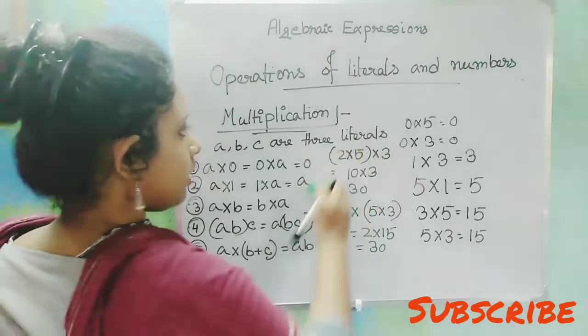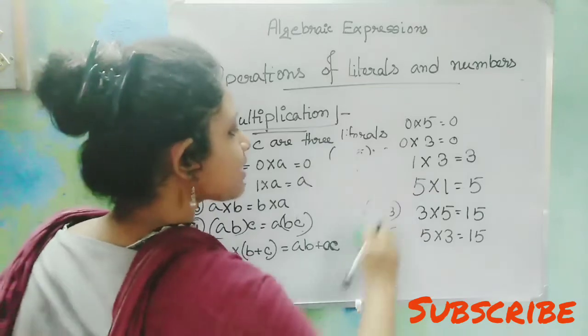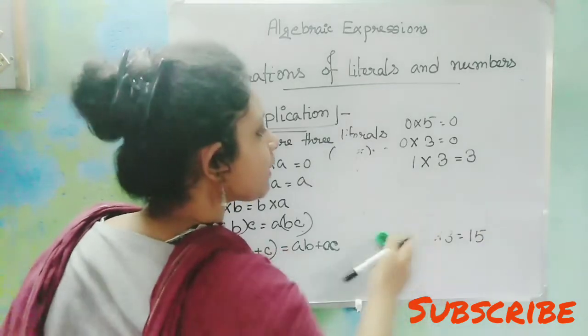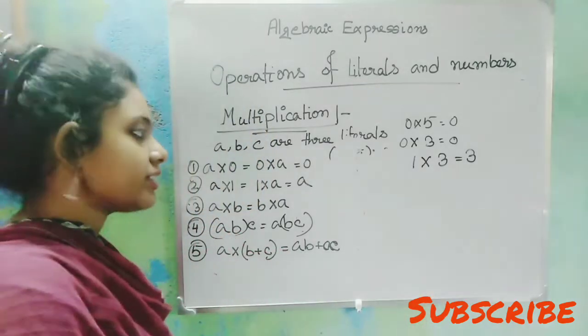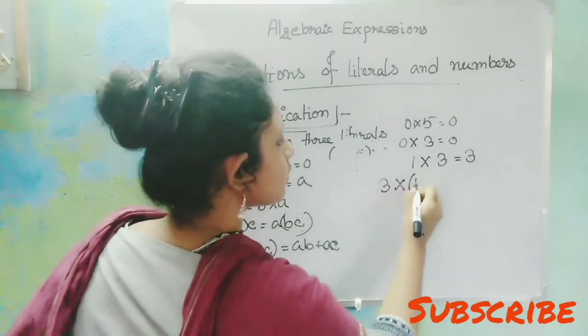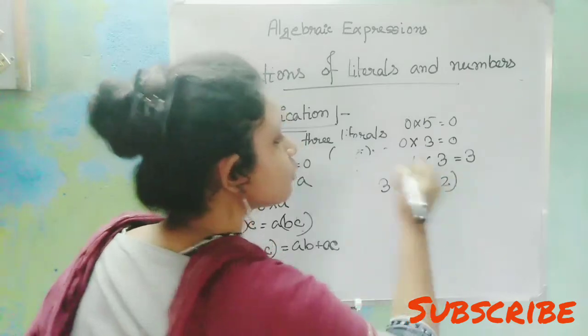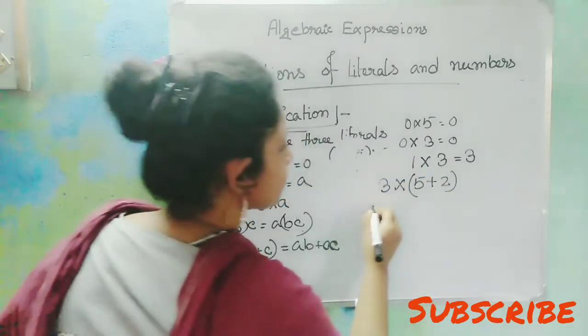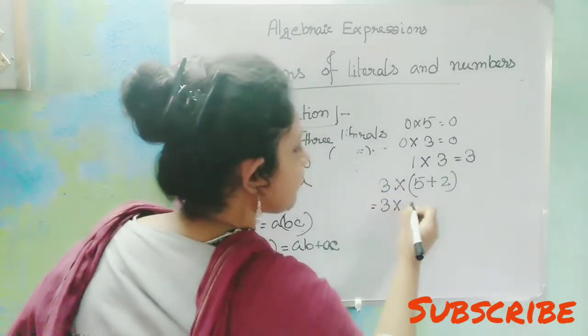Next, A into B plus C equal to AB plus AC. See, in arithmetic, 3 into 5 plus 2. What will be the value? 3 into 5 plus 2 means 7.